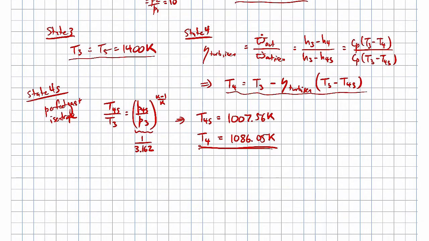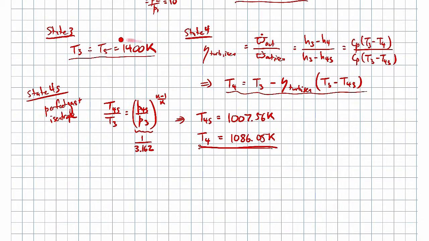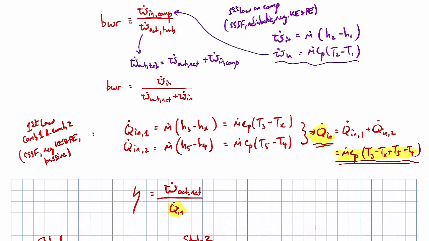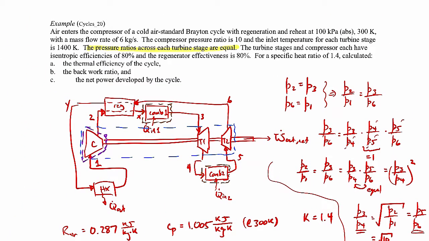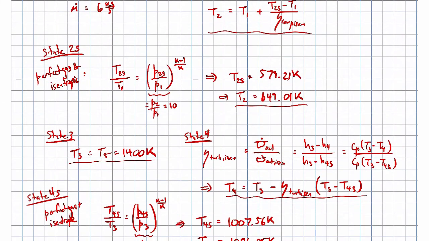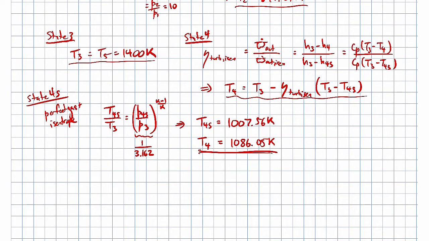All right. Now state 5, we already figured out. That was 1400 Kelvin. That was given in the problem statement, that the temperature leading into each turbine stage was 1400 Kelvin. So we have T5. And to find T6, it's going to be exactly the same process as what we just did for state 4. We still have an isentropic efficiency of the turbine of 80%, I think, right? Yeah, we're told that both turbine stages have an isentropic efficiency of 80%. So we'll still have the same kind of expression here for the isentropic efficiency.